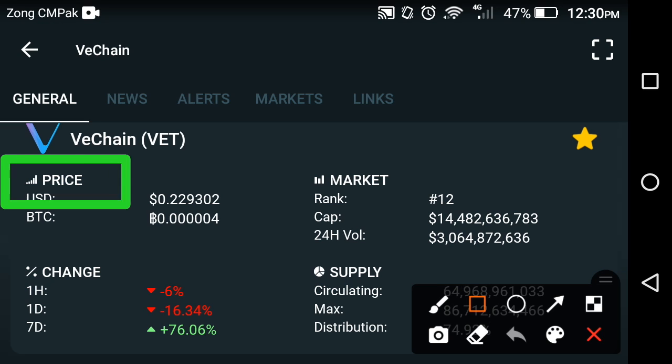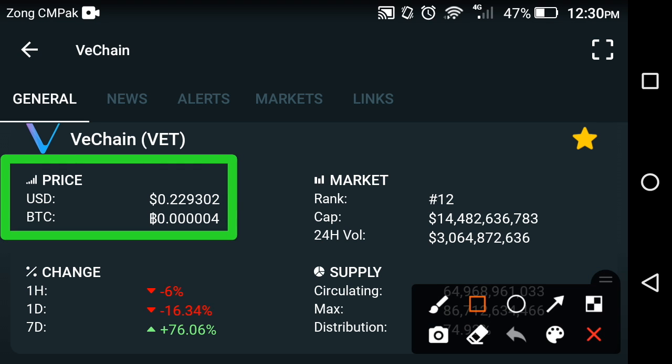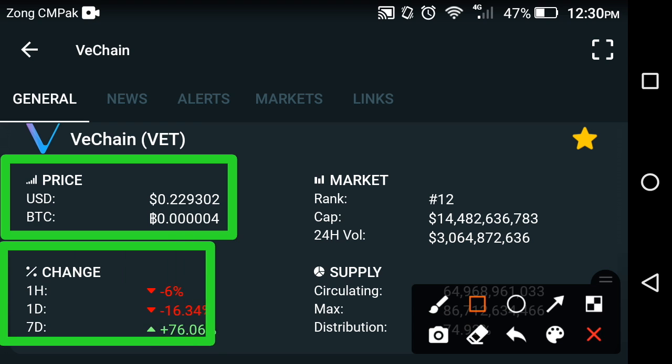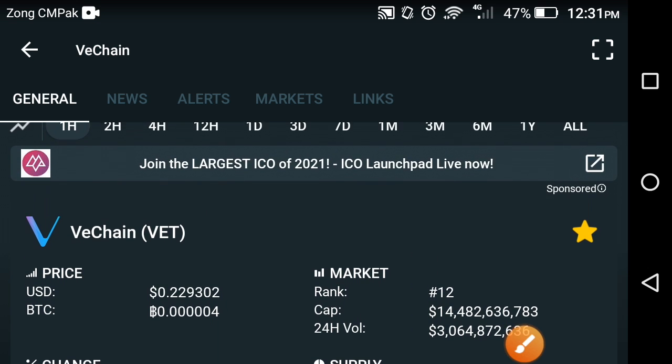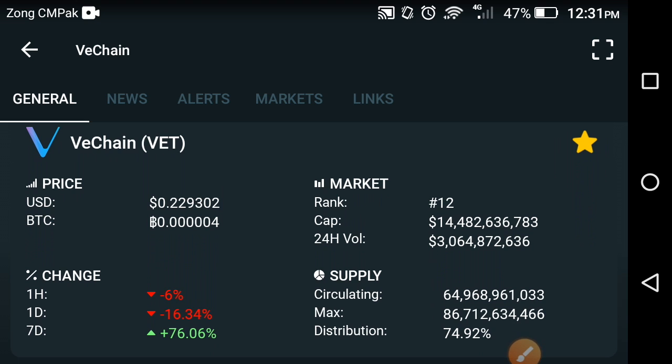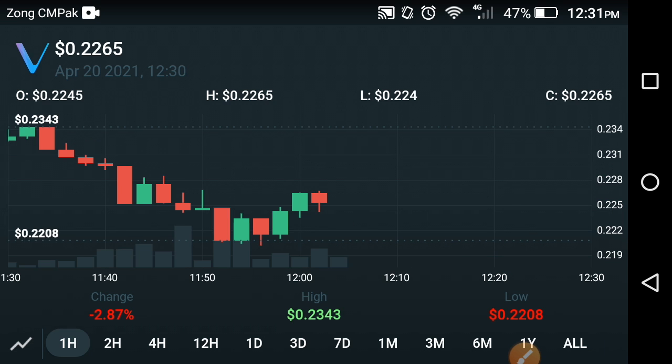First of all, we look at the price of Vechain. The price of Vechain at this time is about 0.229302 USD. Now if you look at the changes in Vechain, the last 1 hour change is about negative 6%, the last 1 day change is negative, and the last 7 day change is positive, friends. That means that from the previous last 1 hour and 1 day, the falling of the Vechain coin has started now, friends.